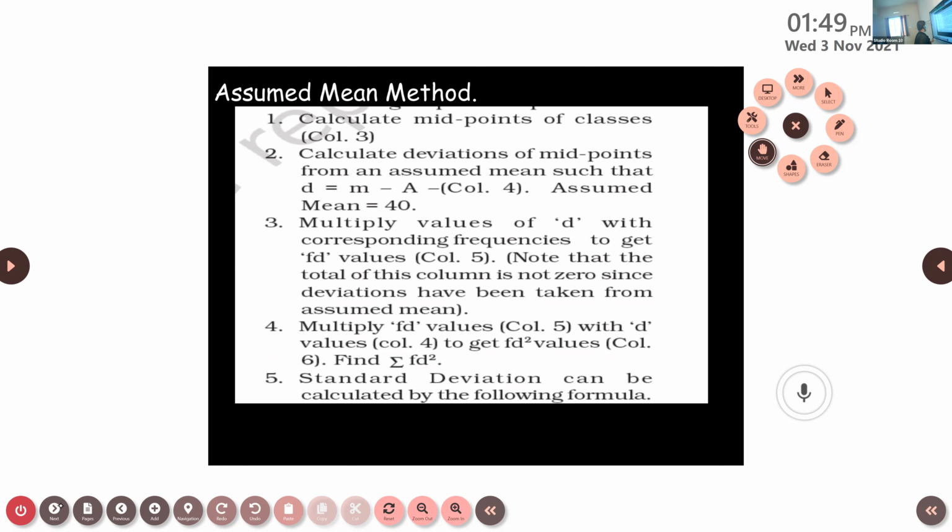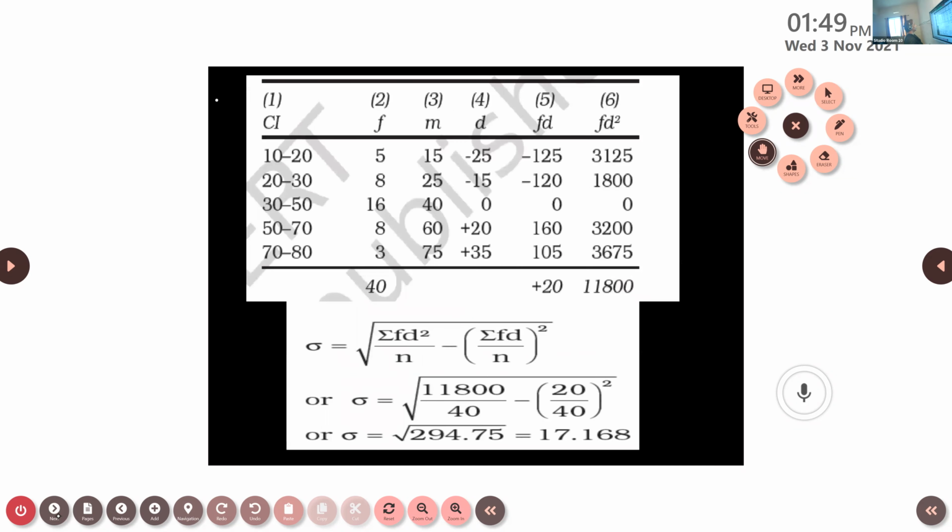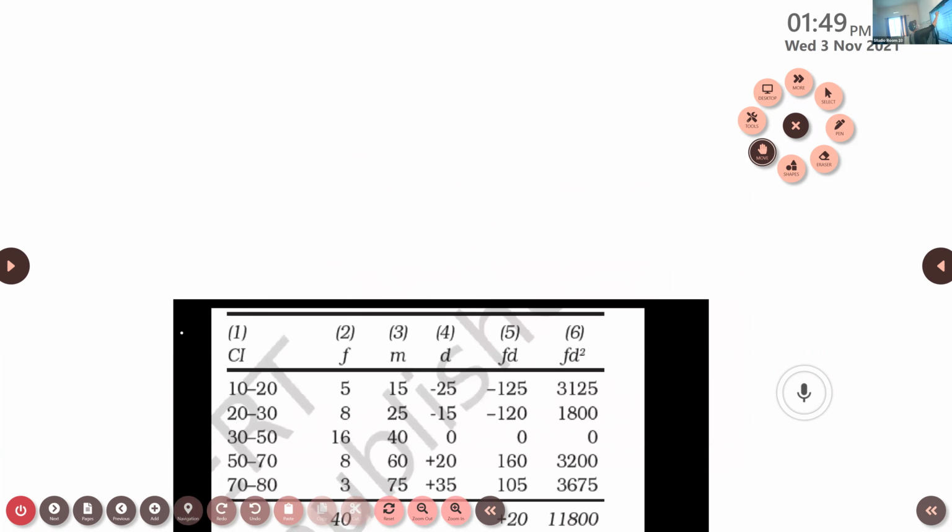After finding that, you apply that in the formula. Here you can see the formula is square root of sigma FD square by N minus sigma FD by N whole square. So first, this will be the question. Oh, sorry.